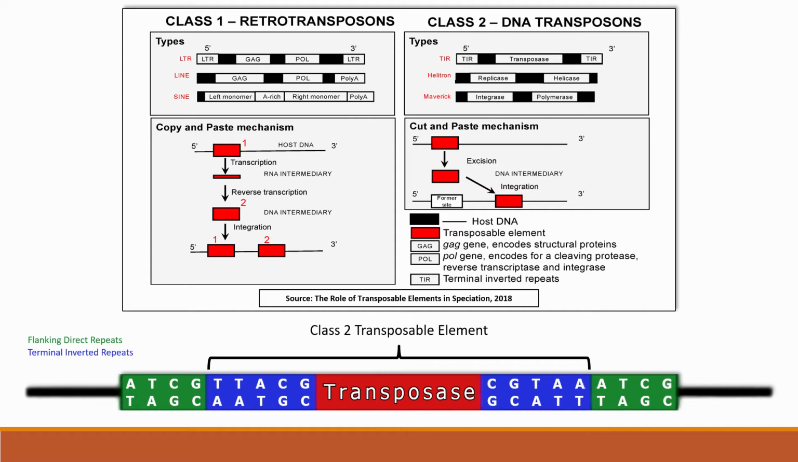You will also notice that the transposon is flanked by direct repeats, which are a result of the insertion of the transposon into the DNA. These direct repeats are not part of the transposon, and they are left behind when the transposon leaves this side of the DNA. This is much like a cut and paste mechanism that you can do with your computer, and in fact, Class 2 transposable elements are often referred to as cut and paste transposons.